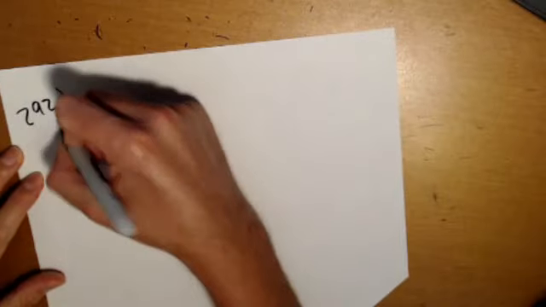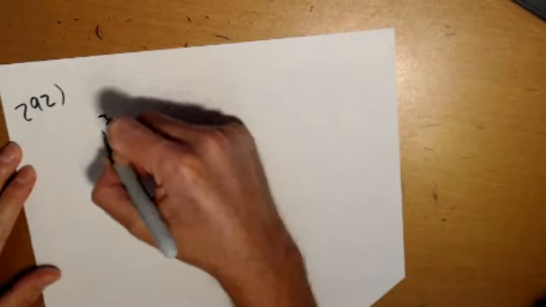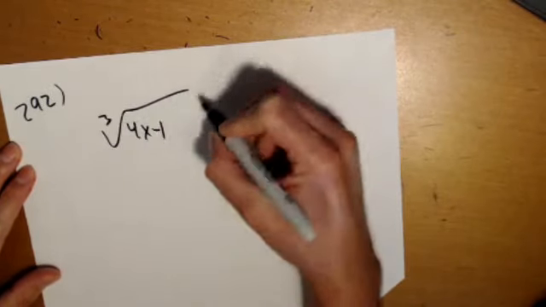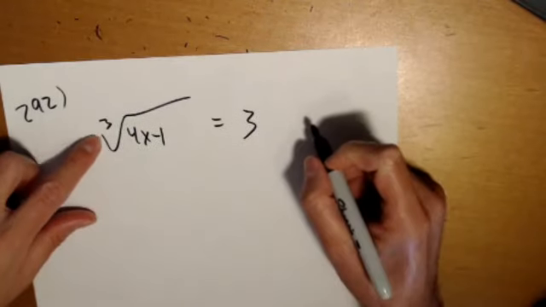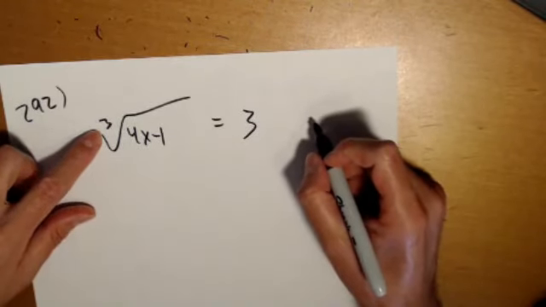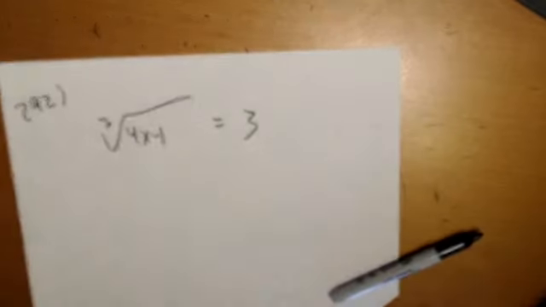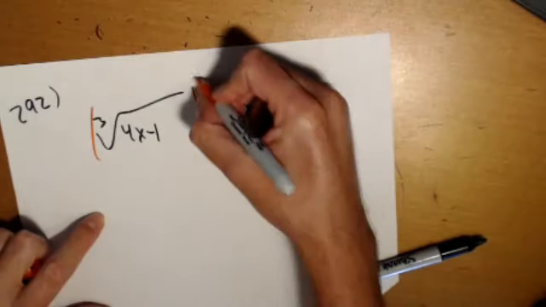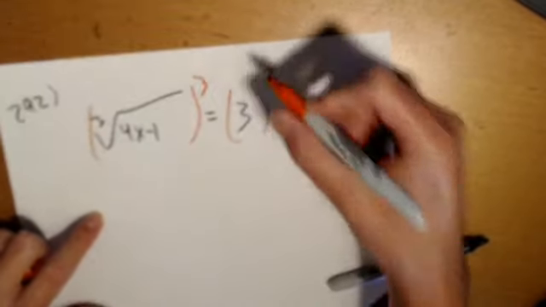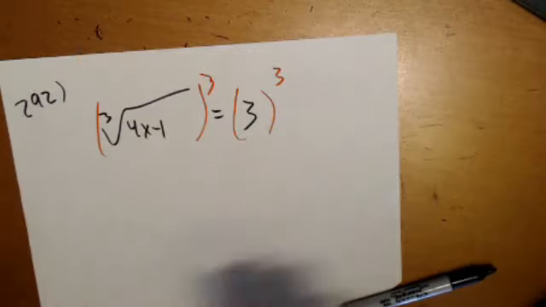And then, let's see, 292. This section's pretty mellow. Cube root of 4x minus 1 equals 3. Oh, there's a cube root. How do you get rid of a cube root? You cube things. Whatever I do to the left, I do to the right. So you have to cube both sides.